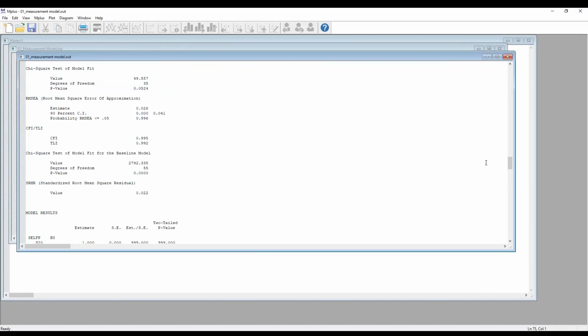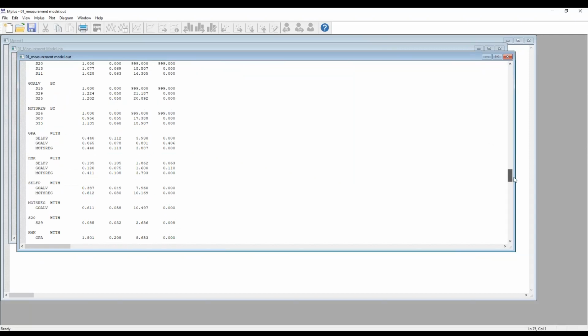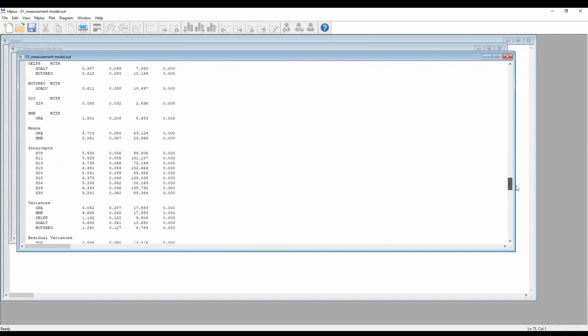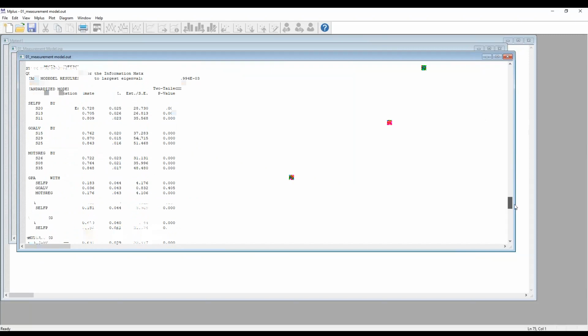49.557. Okay. And we could figure out, although I'm not going to do that because I don't want to waste too much time, we know all the 35 degrees of freedom come from the measurement part of the model. They're not from the structural part of the model. We could do our counting, but I'll leave that for you to do. Here are our model results. So first we get the unstandardized estimates. Let's jump down and look at the standardized estimates.